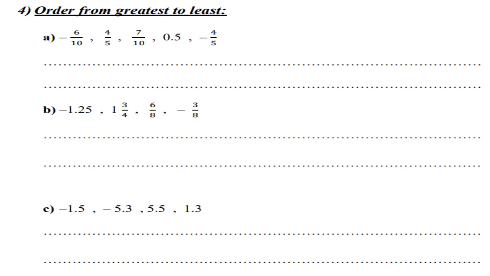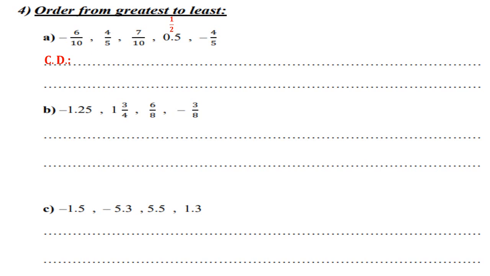Order from greatest to least. A. Negative 6 over 10, 4 over 5, 7 over 10, 0.5 and negative 4 over 5. First I have to change the decimal number into a fraction. 0.5 will be equal to half, 1 over 2. And then I have to get the common denominator for all the fractions. The common denominator here will be 10, as 10 is a multiple of 5 and 2.